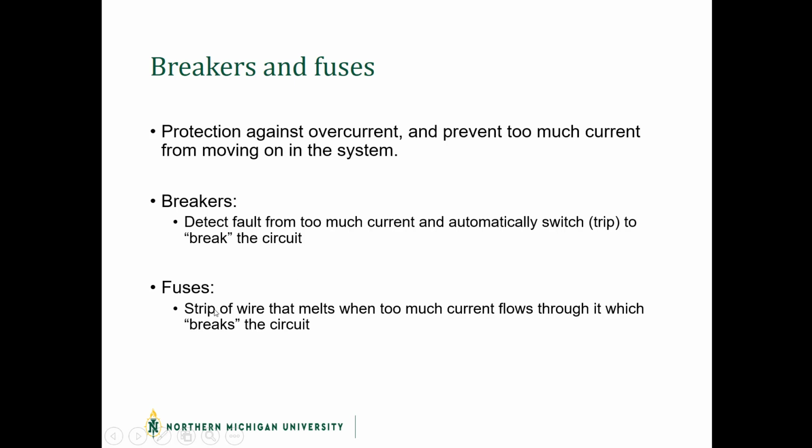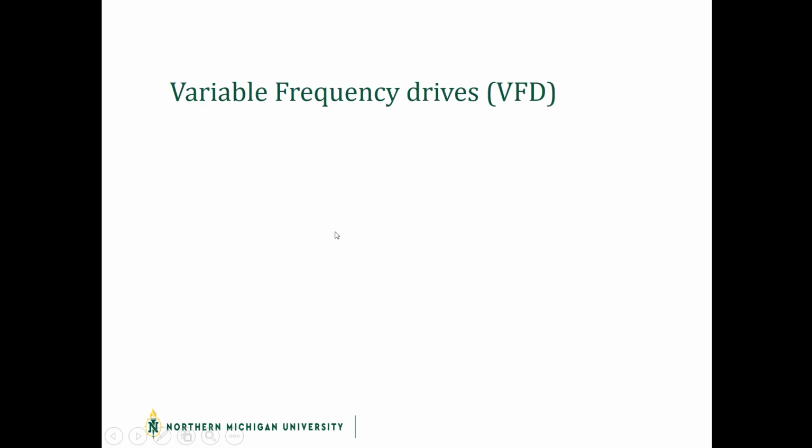So older homes would have fuses. You still have fuses on a lot of pieces of equipment, in your cars, obviously, stuff like that. Breakers are the more common way to go because you can just flip that breaker back on.